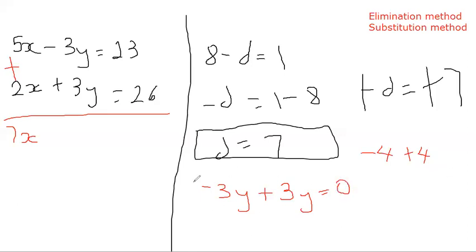Because they are the same, the only difference is the sign. That's why it's 0. Are you following? So I have plus 0 is equal to 23 plus 26, which is 49. So now 7x is equal to 49. What is x?